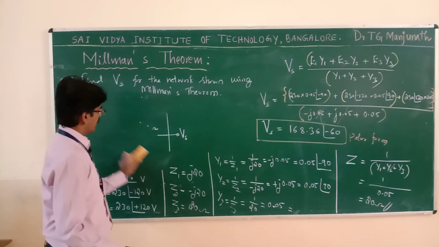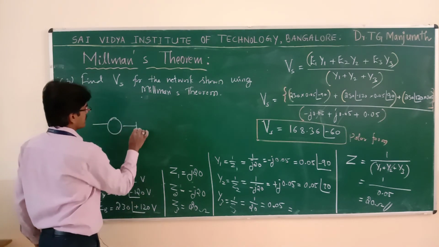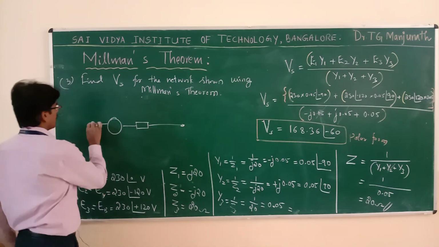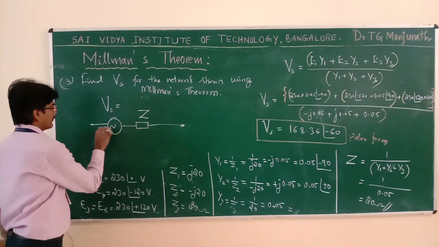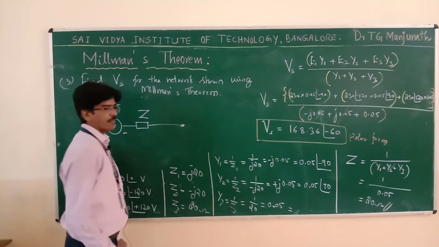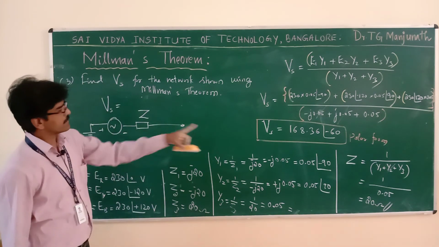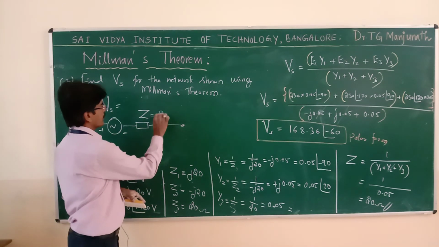So finally you get a single voltage source in series with the impedance: Vs in series with Z. This is your ground, and these are the terminals. Vs is 168.36 at an angle minus 60, and Z is equal to 20 ohms.